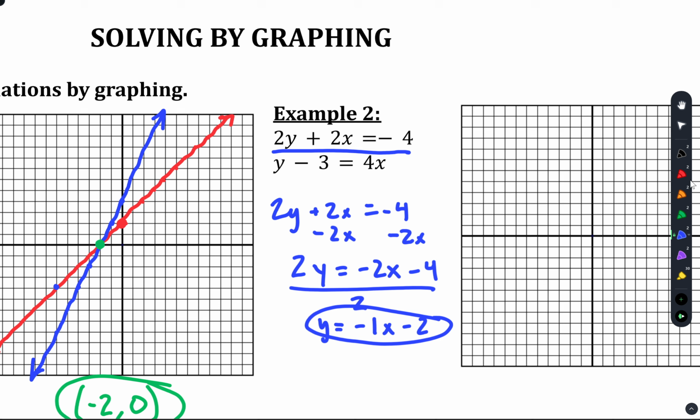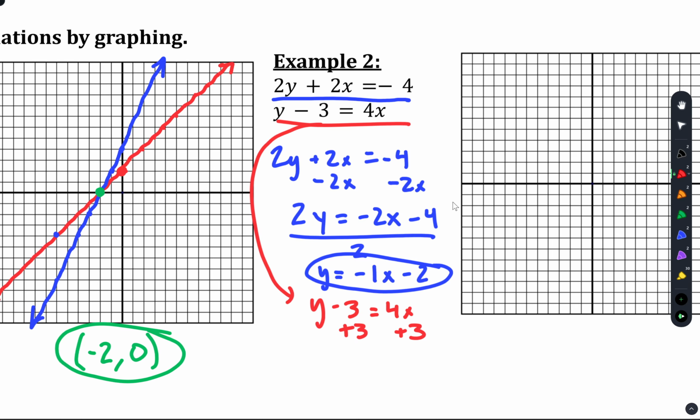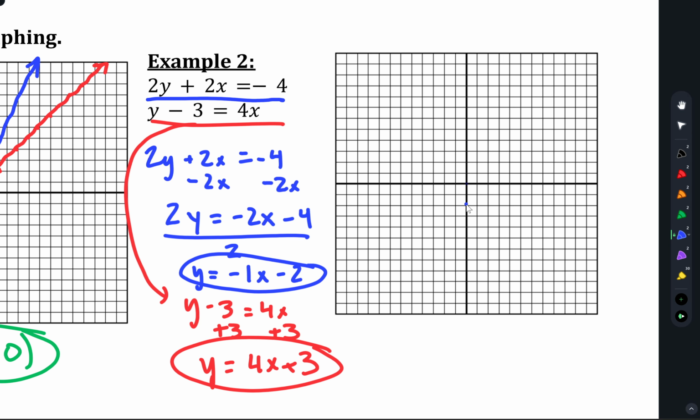There's my first equation. Second equation, a little bit easier. I'm going to take it, and all I have to do is add 3 to both sides to get y equals 4x plus 3. Hopefully we got those. Everybody get those? Now I'm just going to graph. So with my blue line, I'm starting at the y-intercept -2, and I have a -1 slope, like so.